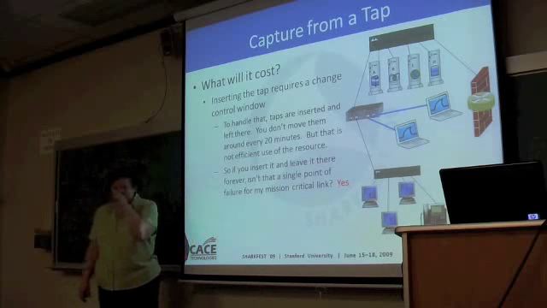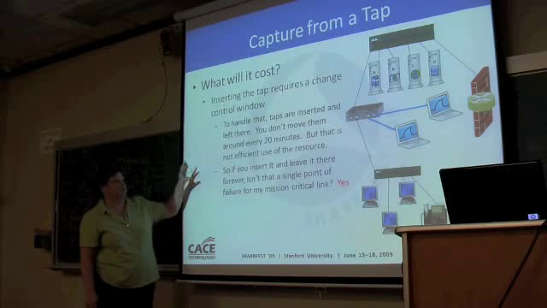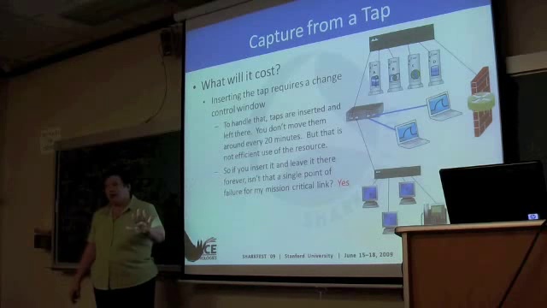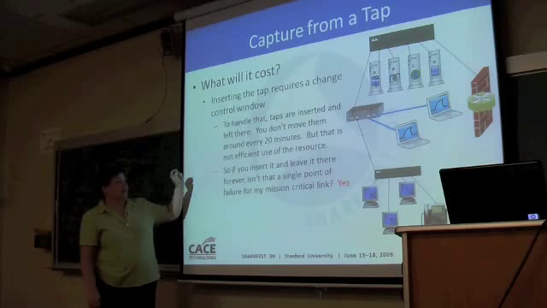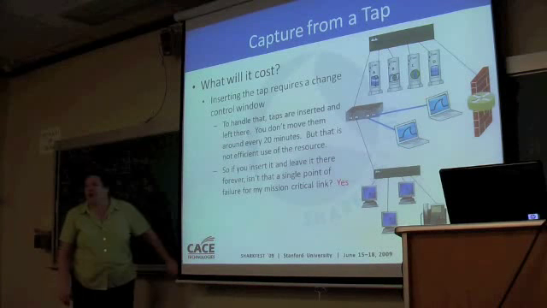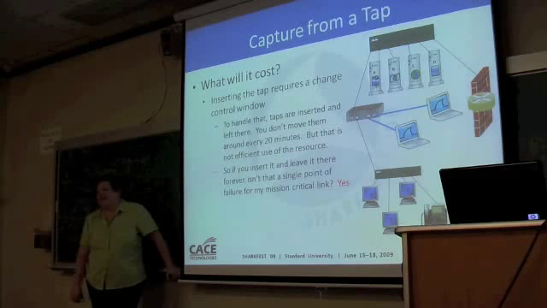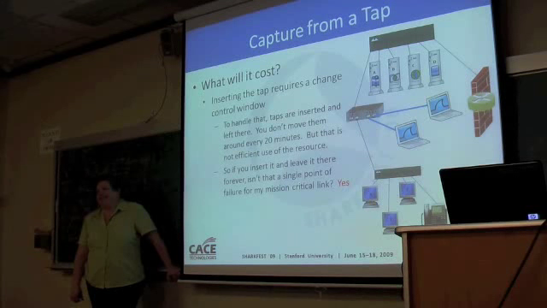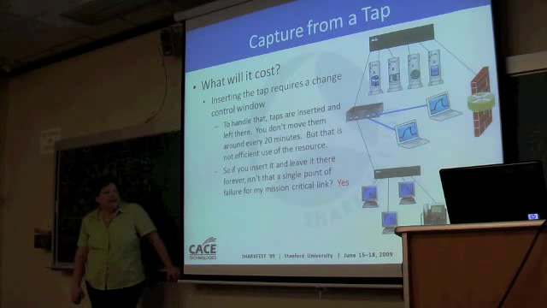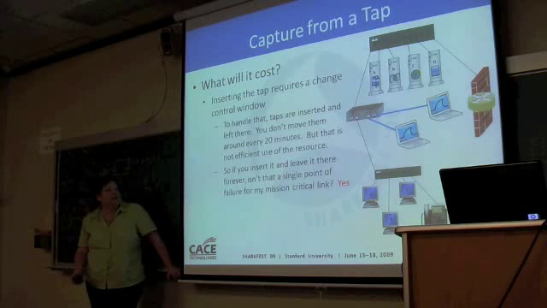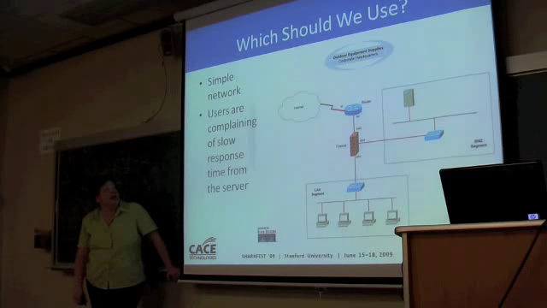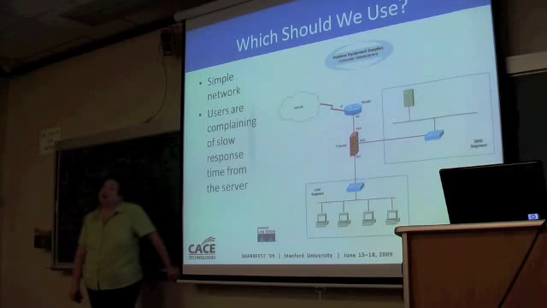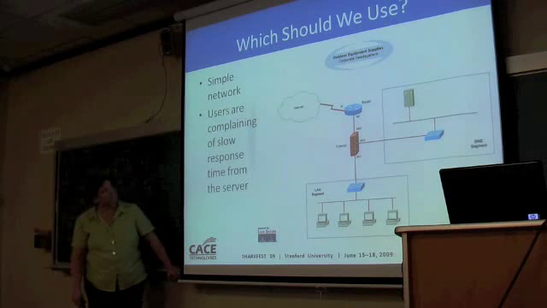Now, here's the other issue. So I put it in, and I leave it there forever, right? Now I have a single point of failure on the mission critical link. So if my tap goes bad, my link goes down. Yeah. You can have it all, but you can't have it all at once. Alrighty, so those are my costs. Okay, so let's play. Which one should I use?